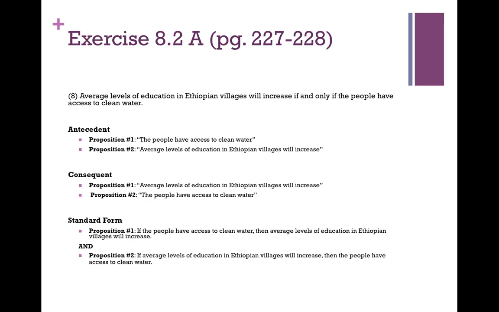One thing to keep in mind too is whenever you see an if and only if phrase like this, basically it's saying that these two different events coincide with one another. That means to say if average levels of education will increase, then people also have access to clean water. And if you have access to clean water, average levels of education will increase. The P and Q, if one is true, the other is true. If one is false, the other is false. Those things always covary in an if and only if statement.